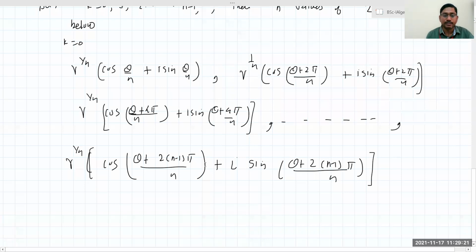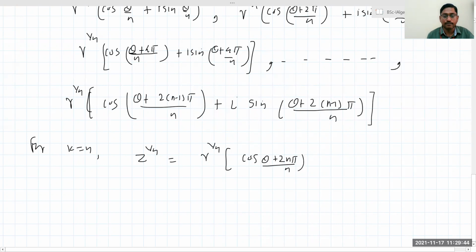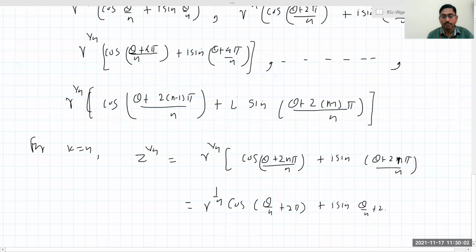But when I take k equal to n, see what will happen. We'll get the first value. For k equal to n, the value of z raised to 1 upon n is r to the power 1 upon n, cos of theta plus 2n pi divided by n plus i sine of theta plus 2n pi divided by n. Dividing by n, see what comes: cos of theta upon n plus 2 pi plus i sine of theta upon n plus 2 pi.